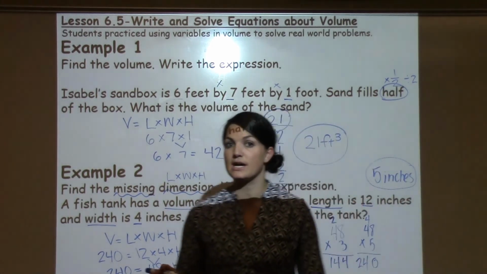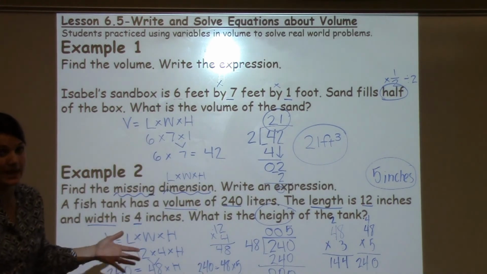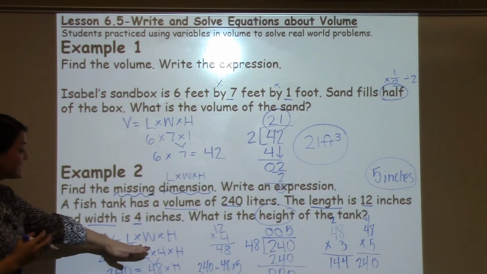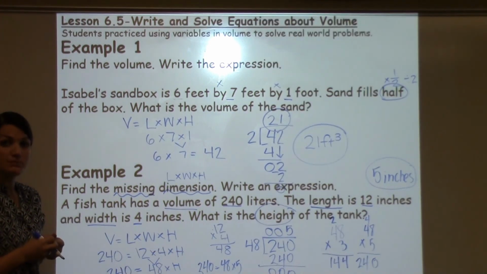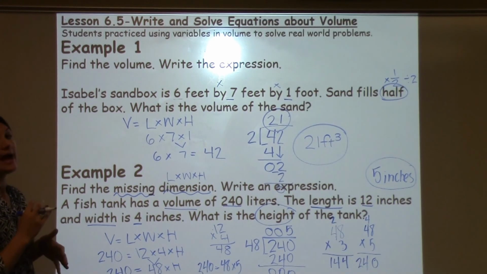So if your student comes across a problem on their homework where they're missing the length or they're missing the width, they would do the exact same thing. Plug in everything that they have, solve by multiplying the two numbers that they have, and then divide with the volume.